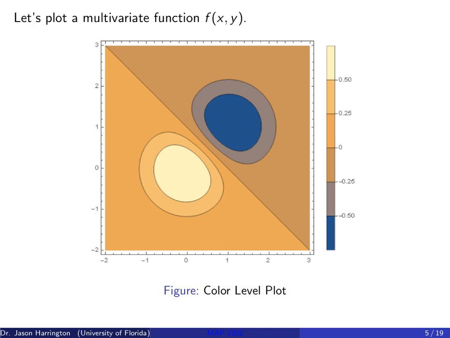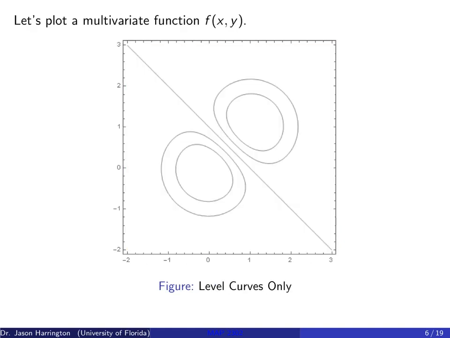Now, of course, at this point, you may be asking, well, what does all this have to do with differential equations? Well, let's remove all the fluff and all the colors, and we basically just get level curves, right? So, for example, here, we said this was the level curve for when f of x comma y was equal to 0.5.